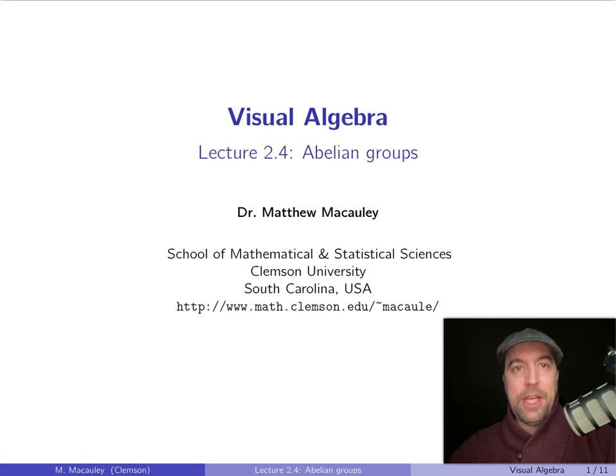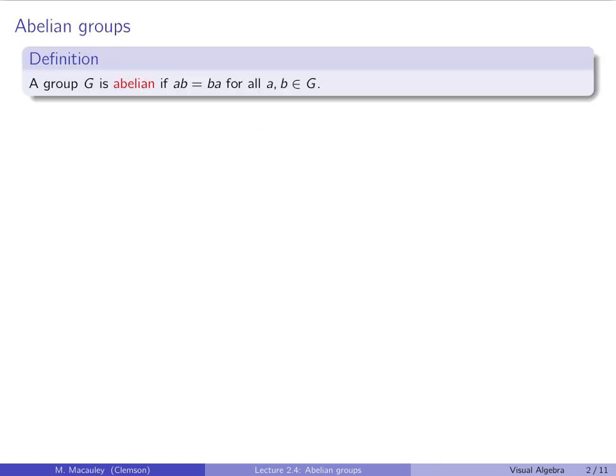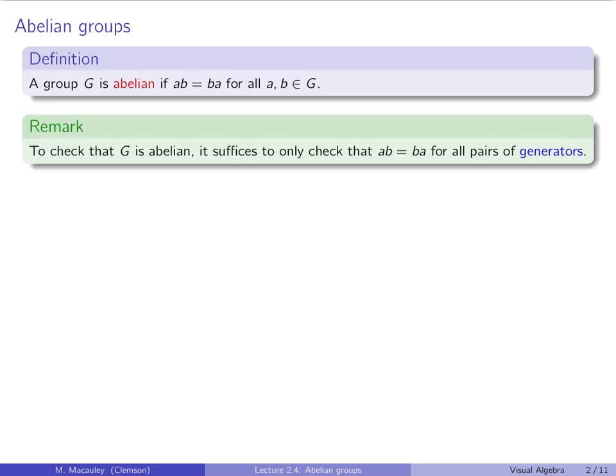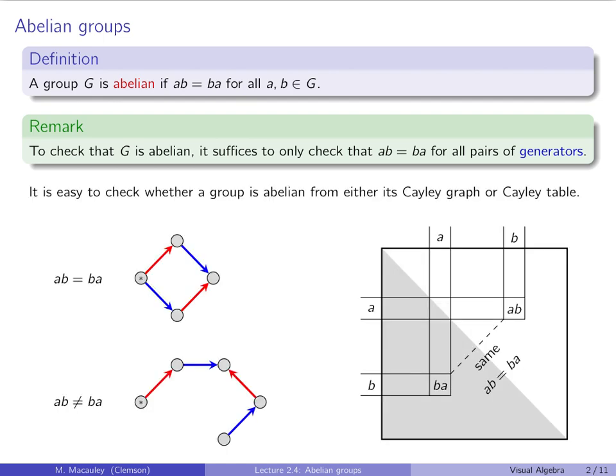We'll state a classification theorem that says that all finitely generated abelian groups have this form. Then we'll see two canonical ways to write all finite groups of a certain order. Formally, a group G is abelian if AB equals BA for all A and B in G. Note that to check that G is abelian, it suffices to only check this condition for all pairs of generators.